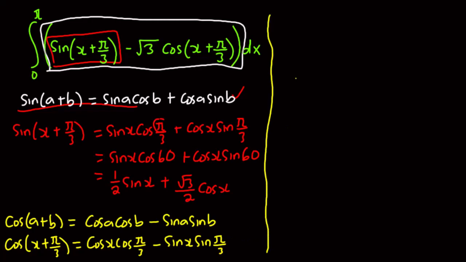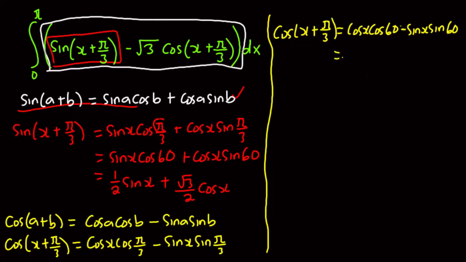Let me continue here. Breaking that one down, remember pi is still 180. So cos(x + pi/3) becomes cos x multiplied by cos 60 minus sin x multiplied by sin 60.